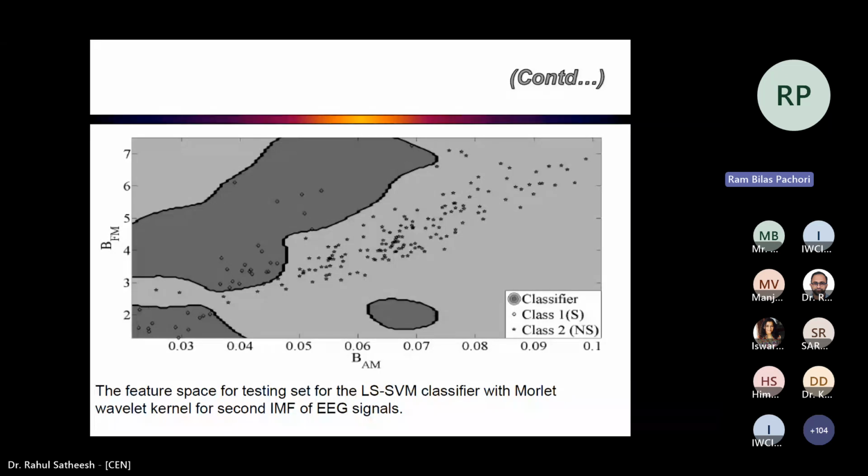And this is a very important result for the testing. Actually, this is for the testing phase of this feature space. And here you can see there are two separate regions. Like if you record the EEG signal and decompose it using the EMD method, determine the IMFs, then select the second IMF, compute the bandwidth features and map them in this feature space. If it is coming out in the dark region, then we call it seizure, otherwise it is non-seizure.